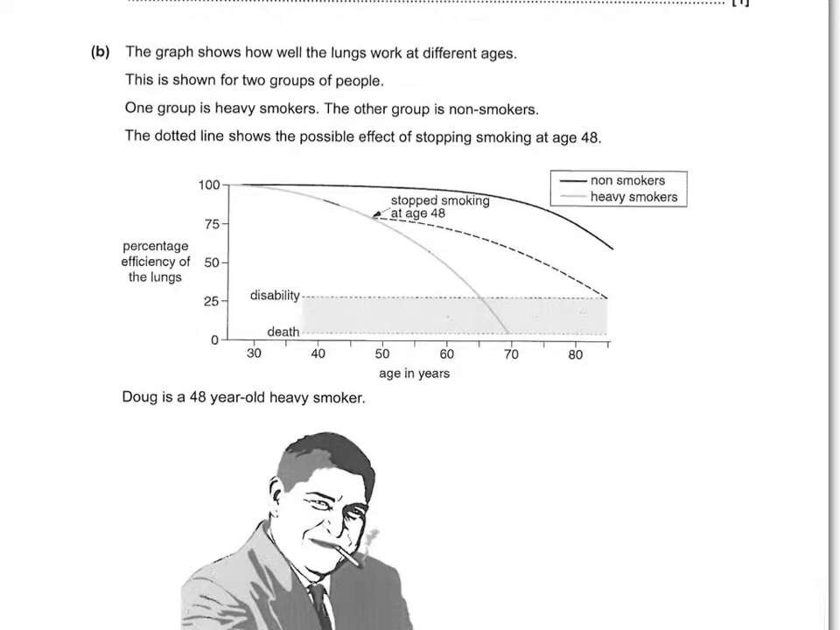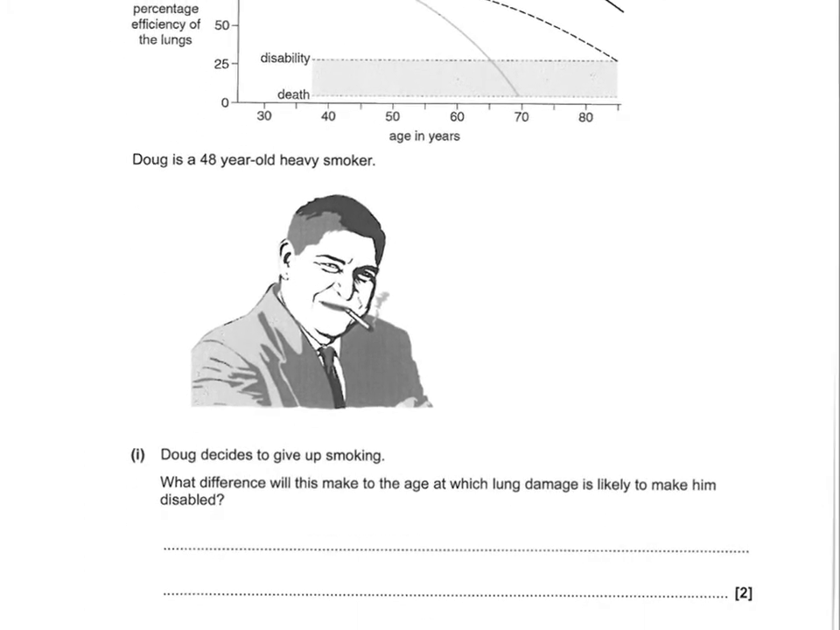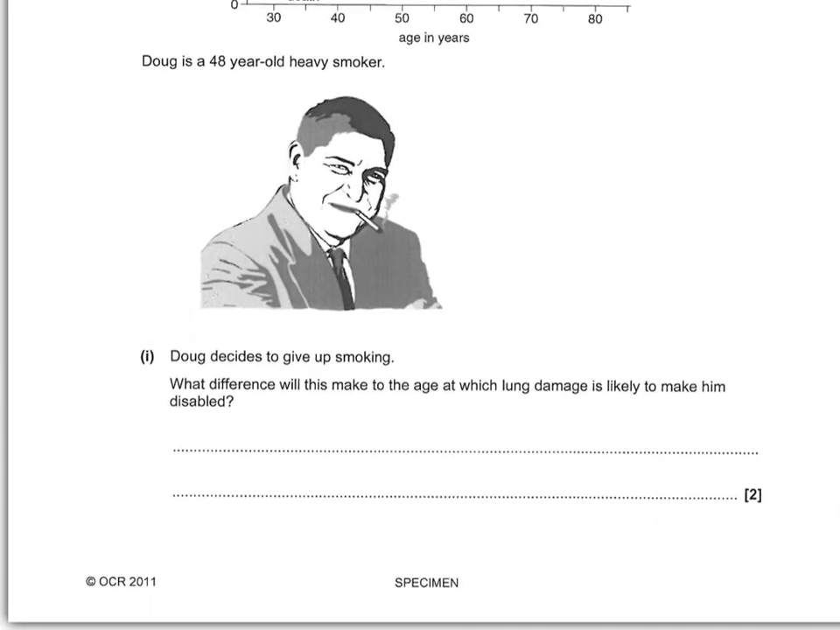The dotted line shows the possible effect of stopping smoking at age 48. Doug is a 48-year-old heavy smoker. Doug decides to give up smoking. What difference does this make to the age at which lung damage is likely to make him disabled?